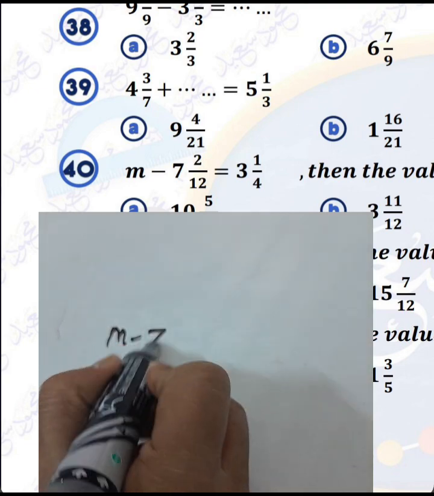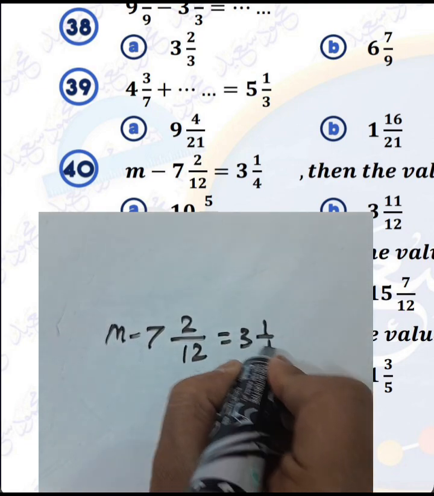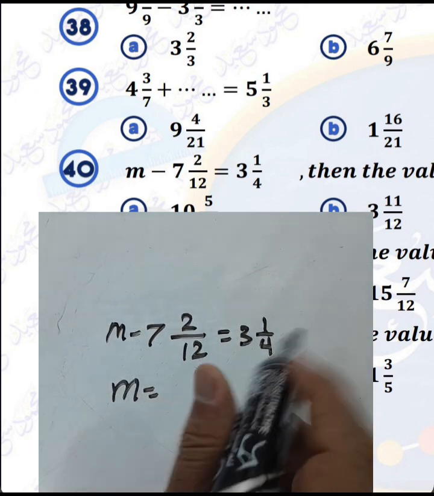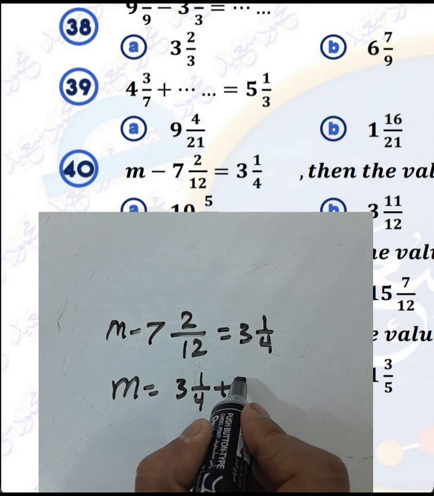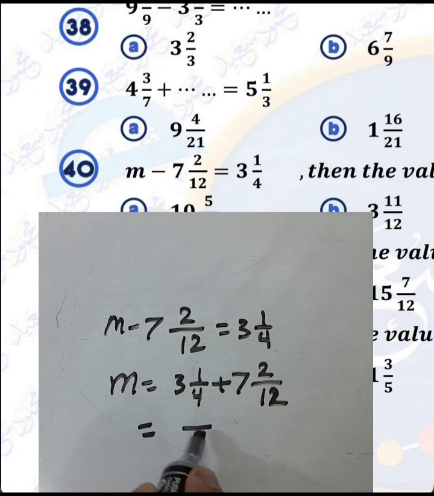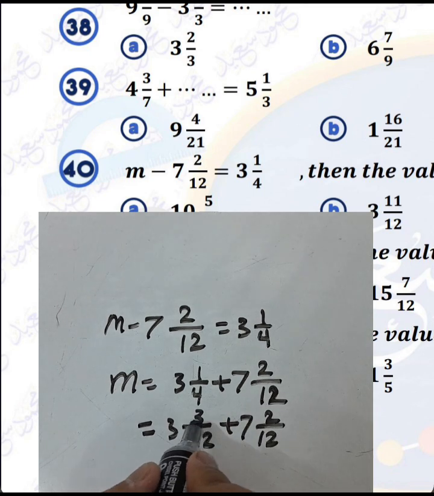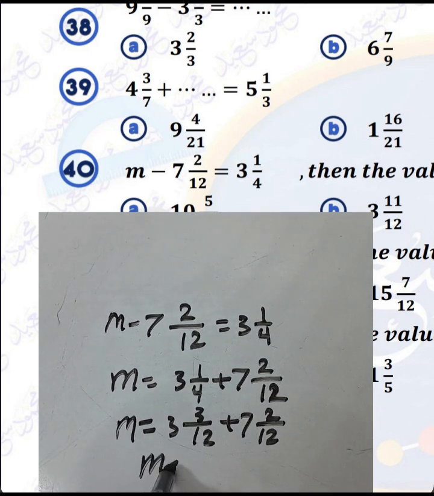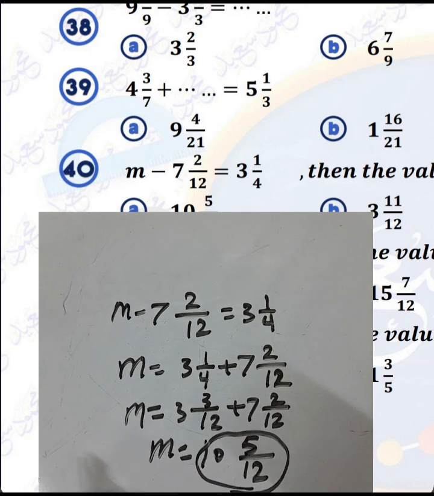M subtract by 7 and 2 over 12 equals 3 and 4. So we can find the value of M by finding the sum of the two numbers: 3 and 4 plus 7 and 2 over 12. Okay, write 12, the least common multiple of the two denominators. 3 times 4 equals 12, 3 times 1 equals 3. 3 plus 7 equals 10, and write 12 in the denominator. 2 plus 3 equals 5. Then the result will be 10 and 5 over 12.